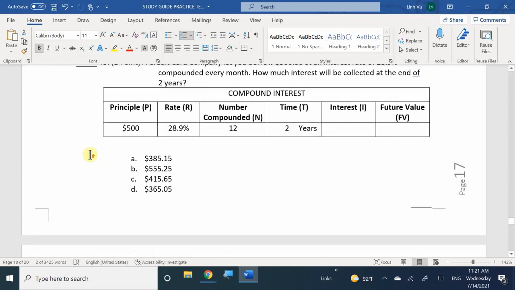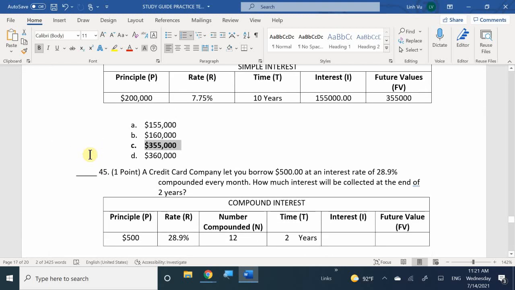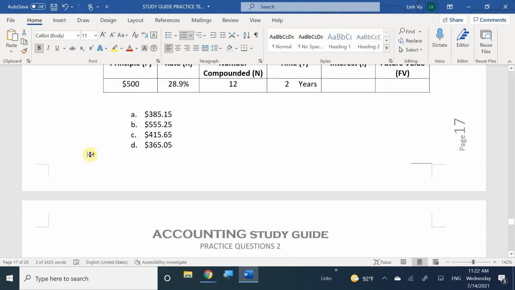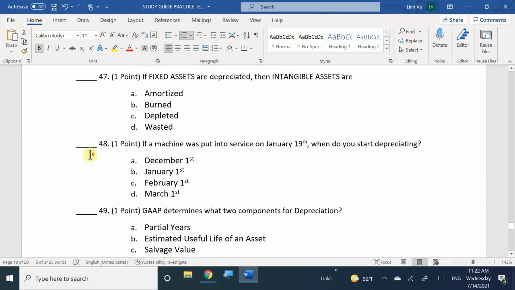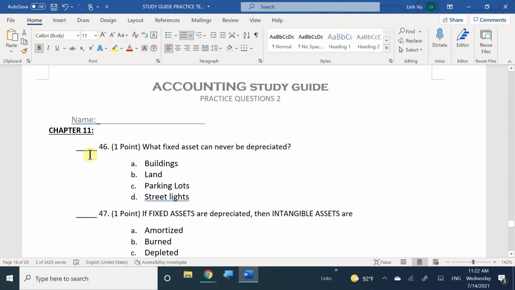In this case, that was a pretty straightforward question. The question was asking how much the bond was worth, not how much interest was collected. Anyways, continuing on, now we are moving into chapter 11. Question number 46 says, what fixed asset can never be depreciated? B, that's land. B, land.